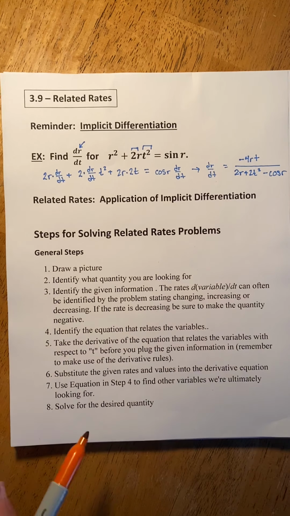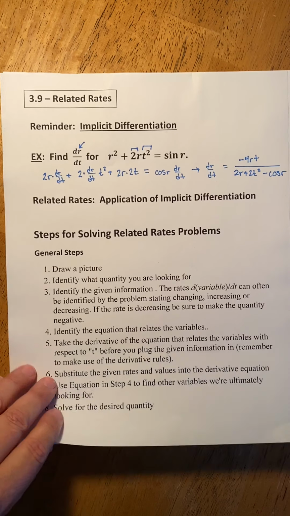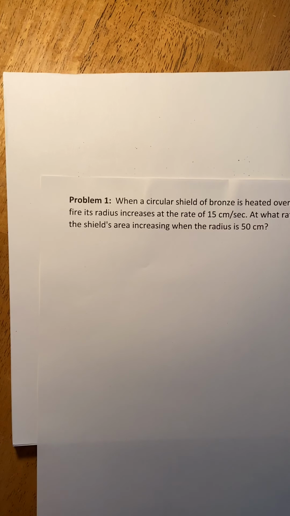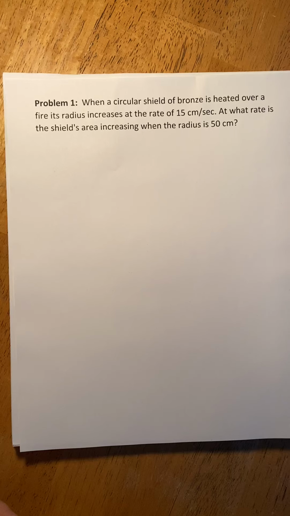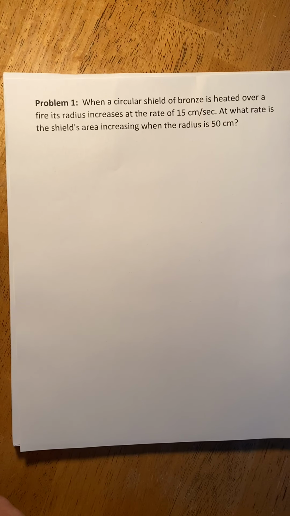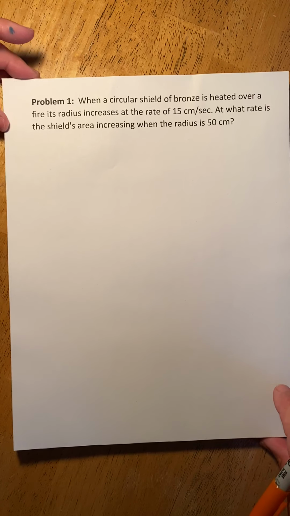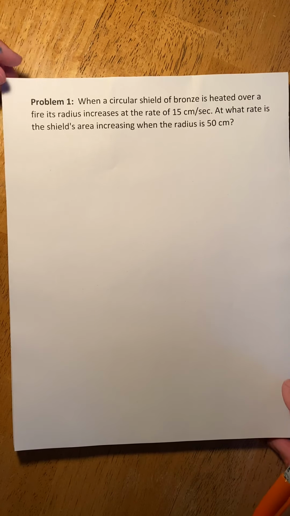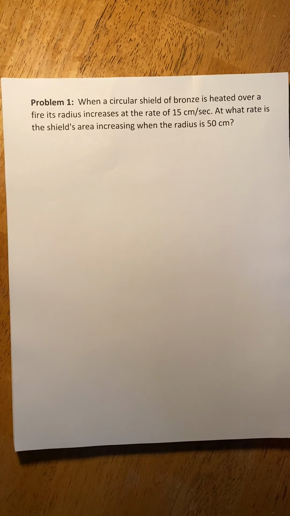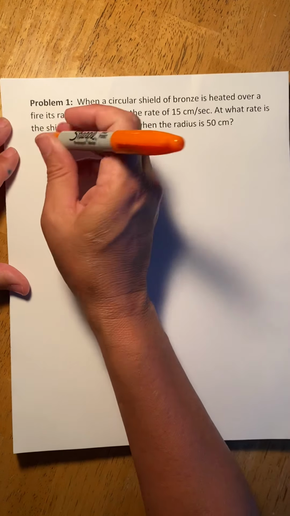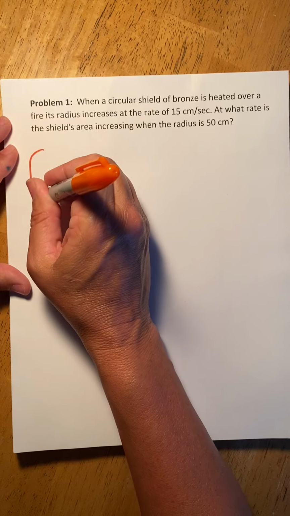I know that's a lot of information without actually seeing a problem. So let's take a look at our first problem. All right. When a circular shield of bronze is heated over a fire, its radius increases, so the metal expands as it heats, and its radius is increasing at a rate of 15 centimeters per second. So as its radius is increasing, its area is also increasing. And I want to know what is the rate of change of area at a snapshot in time.